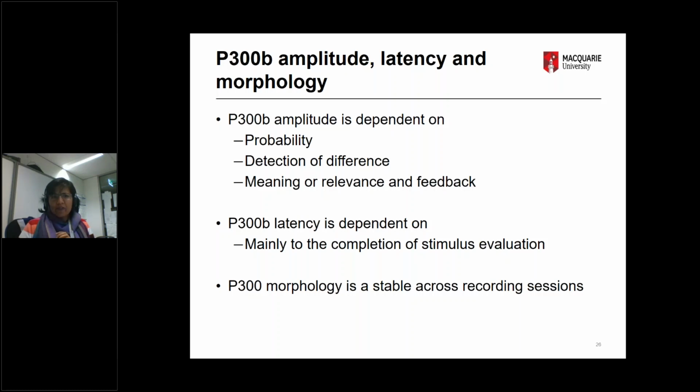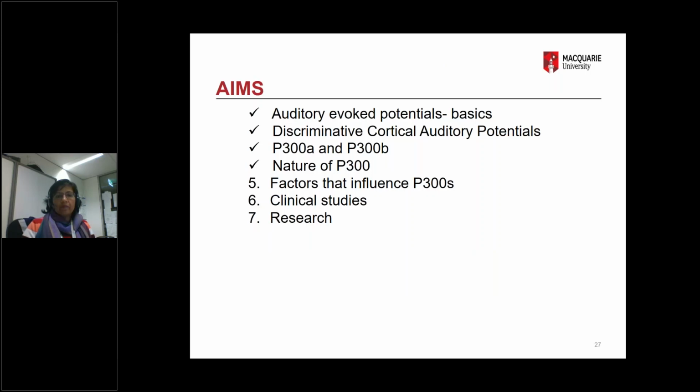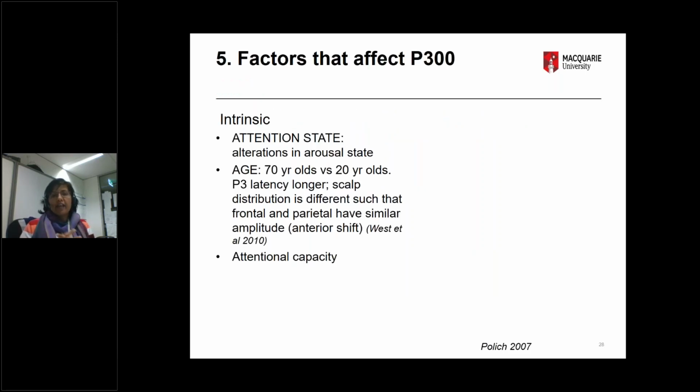P300B latency seems to be basically about completion of stimulus evaluation. And while there may be variations, and there is a lot of variation even in your normal population, the P300 morphology appears to be stable across recording sessions. So that brings us to the next point about the factors that affect P300.